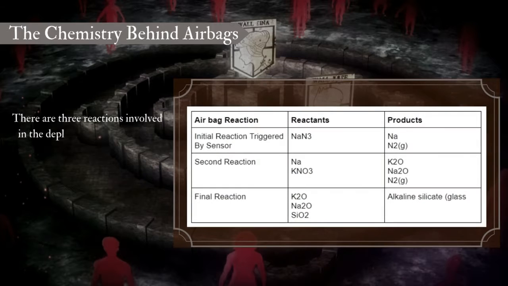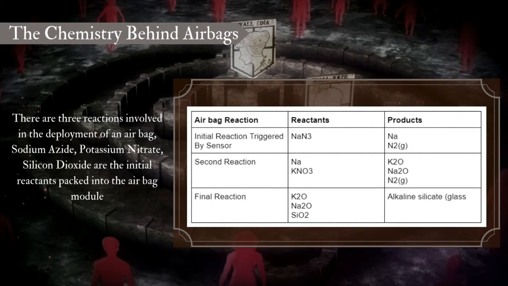A relatively small amount of sodium azide, 4.6 ounces or 130 grams, will produce a lot of nitrogen gas very quickly. It takes almost 5 party balloons worth of gas to fill a normal airbag. The sodium metal product can be a potential hazard, but in this case, other ingredients react with the sodium to form safe compounds. There are three reactions involved in the deployment of an airbag: sodium azide, potassium nitrate, and silicon dioxide are the initial reactants packed into the airbag module.